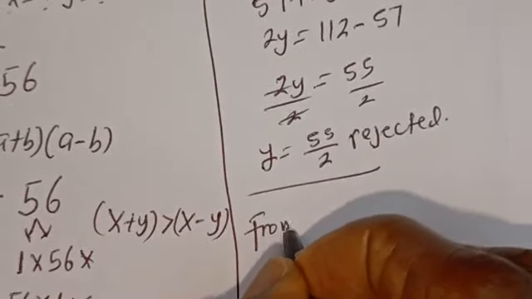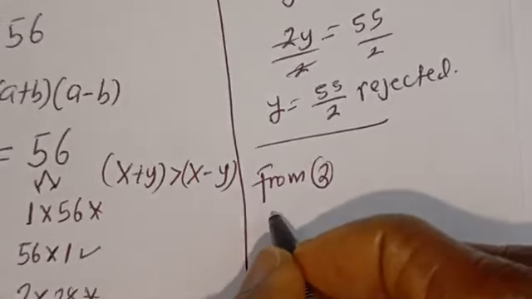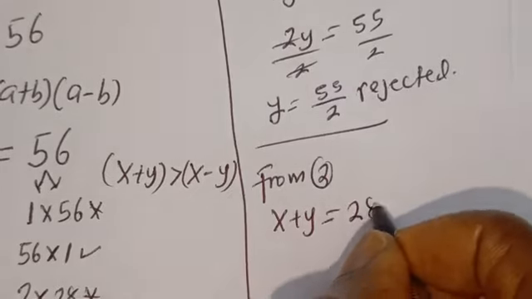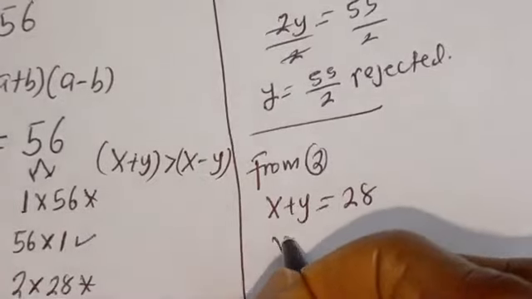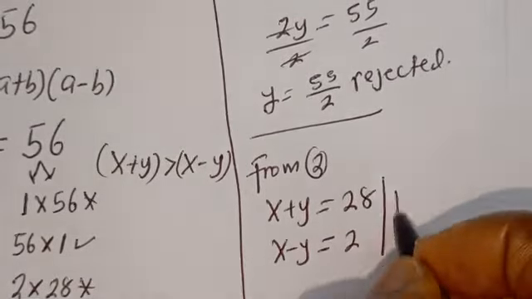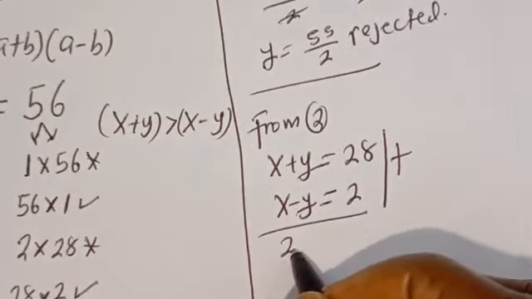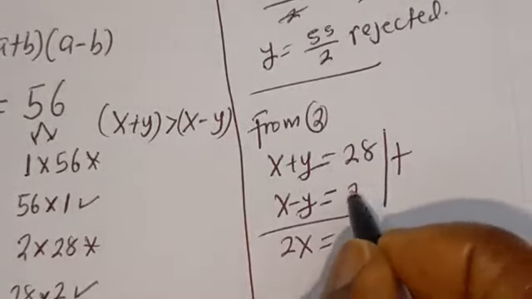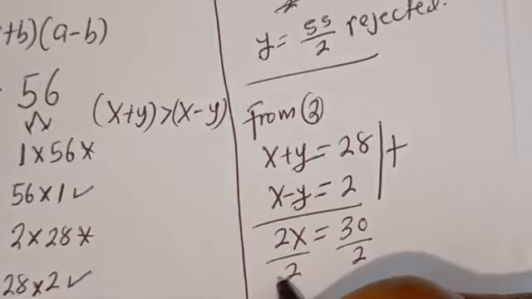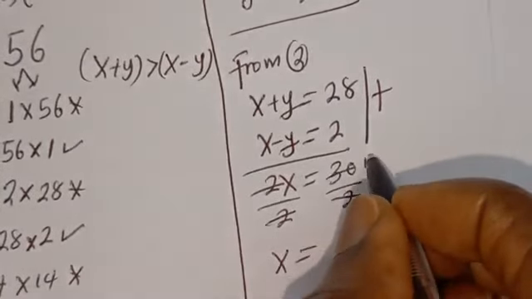From the second case, let's consider the second case. We have x plus y equal to 28, then x minus y is equal to 2. Let's solve this together by adding the equations using the elimination method. This will cancel this. 2x is equal to 28 plus 2, which is 30, divided by 2. This will cancel this. x is equal to 15.